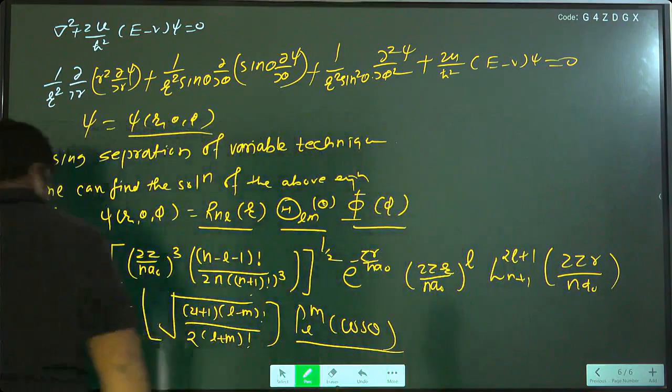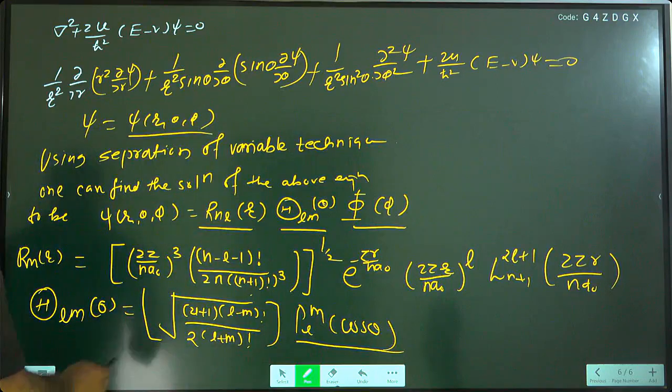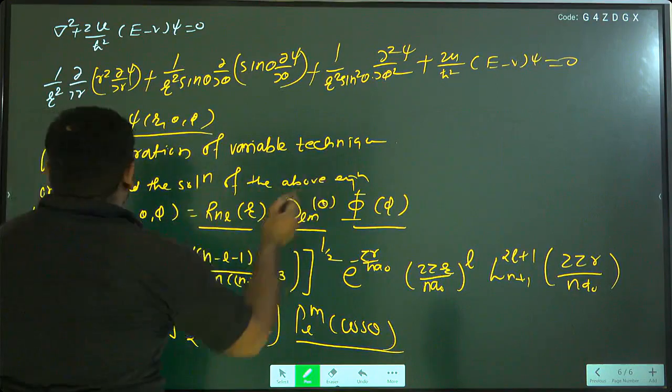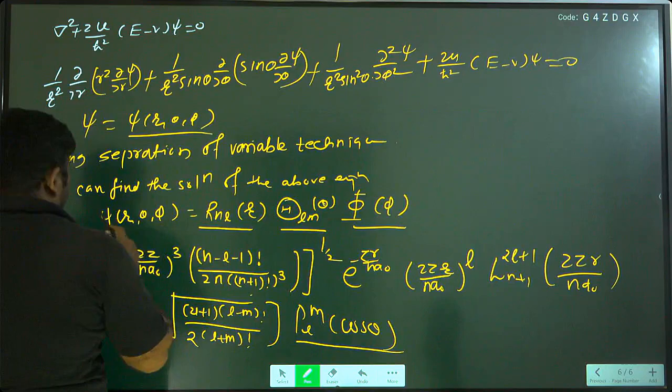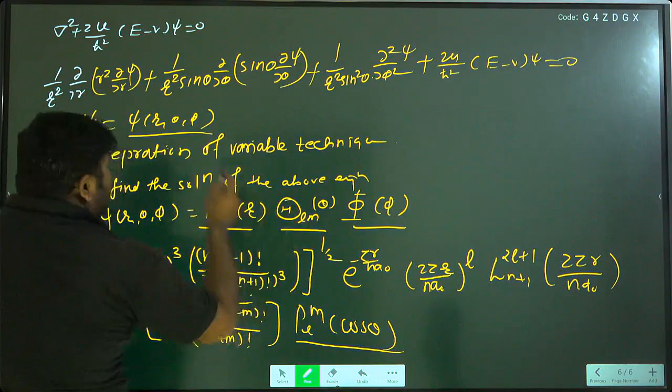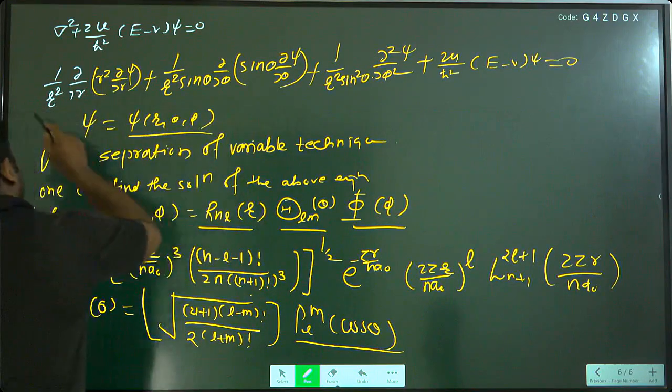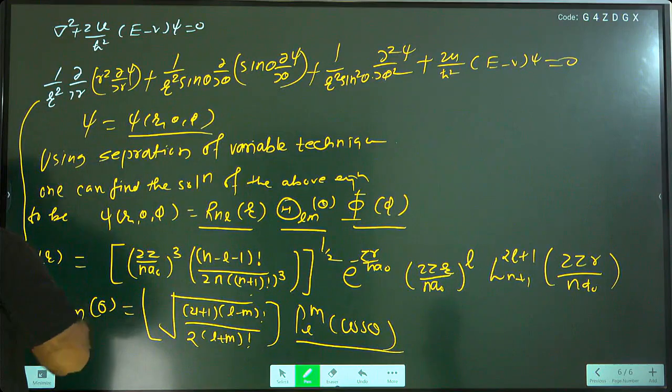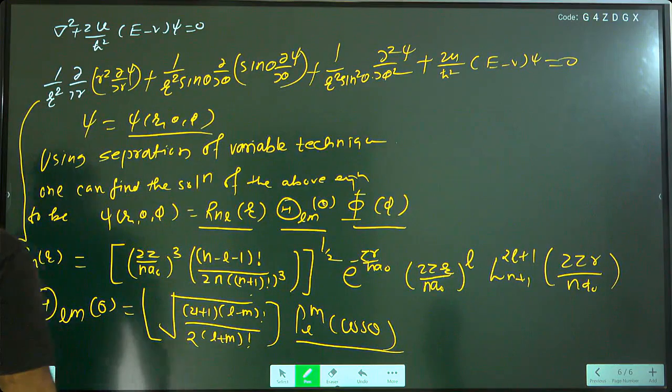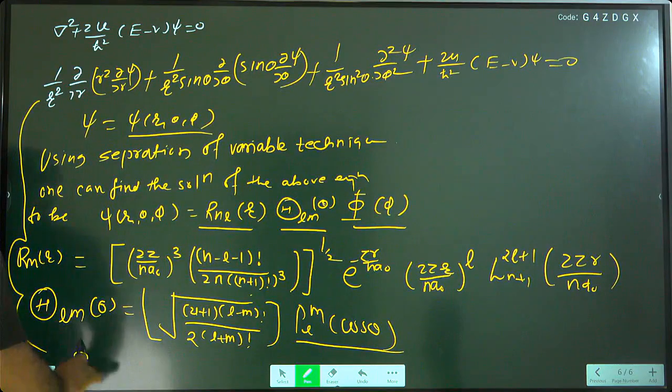PLM cos theta. This is the solution of the above equation. Using the separation of variable technique, one can find the solution of the above equation. मतलब इस equation के solution कौन से आ रहे हैं? First, second, and third one. Okay. And what is the value of phi of phi?